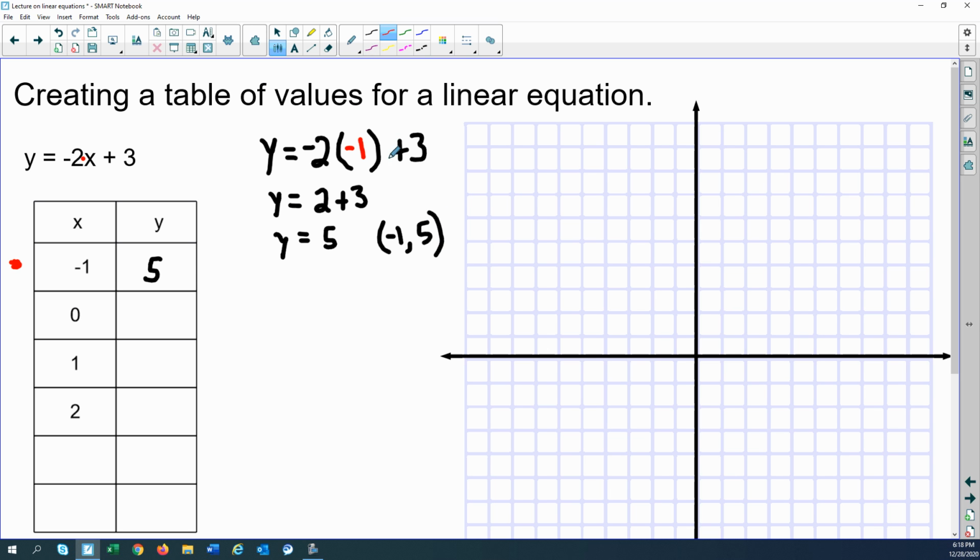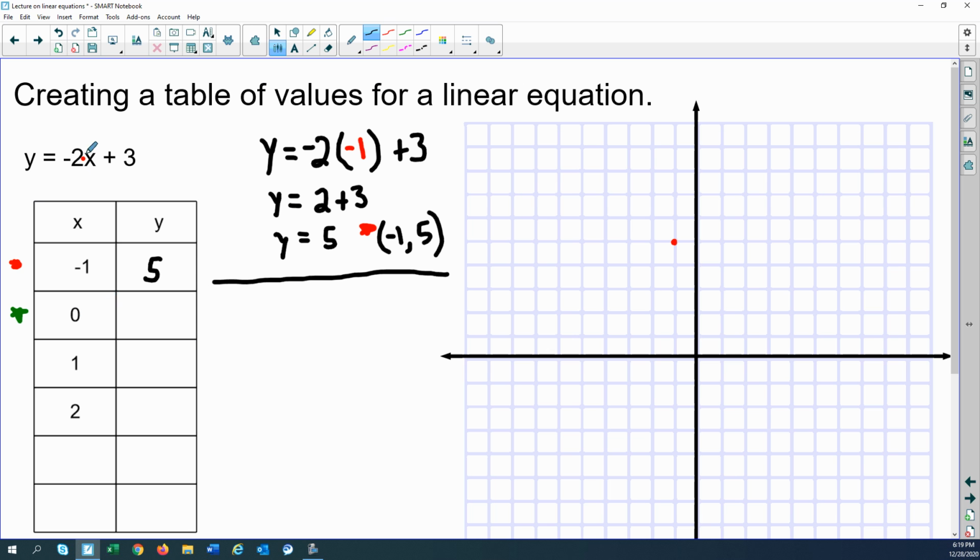We can plot that one in red. So -1, so left 1, up 5. 2, 3, 4, 5. So there's our first point. And we just work our way down and create our table by plugging our values in.